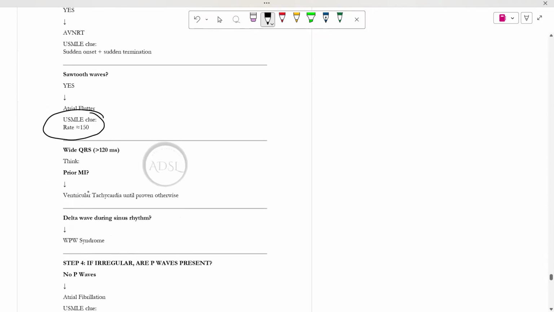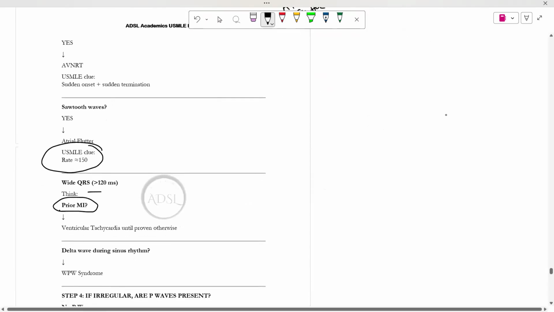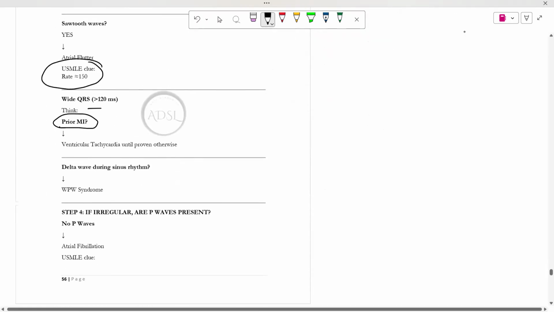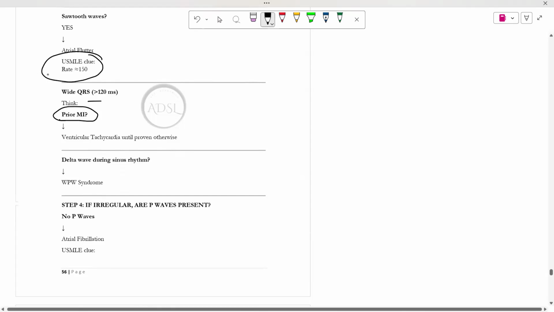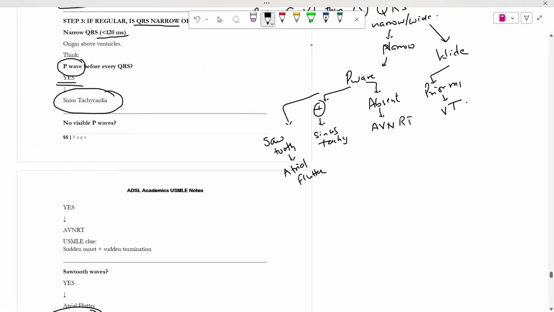Now, if you are dealing with a QRS complex which is wide, the question is, has he had a prior myocardial infarct? This person had a prior MI. If this is the case, then it is a ventricular tachycardia. Okay, then it is a ventricular tachycardia. Unless you prove something else, it is going to be ventricular tachycardia. But if this person has a delta wave, then you are probably dealing with WPW syndrome.